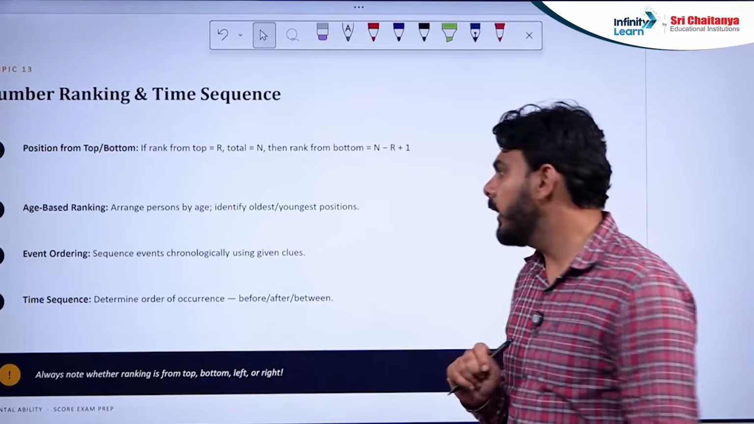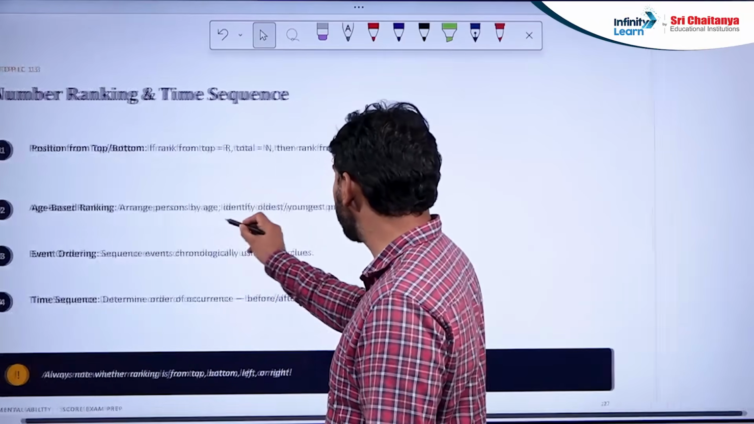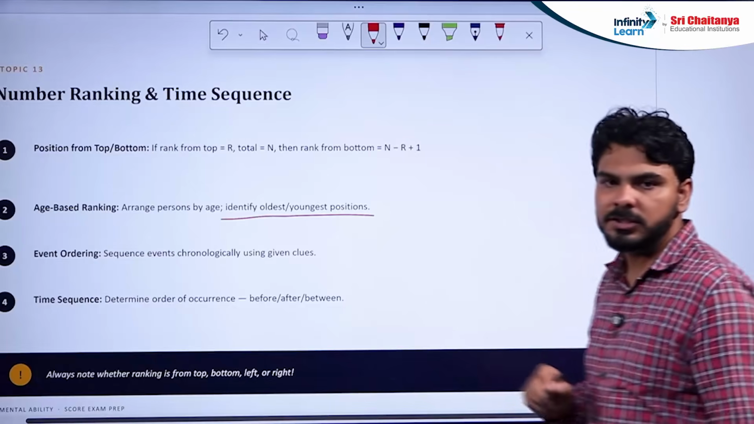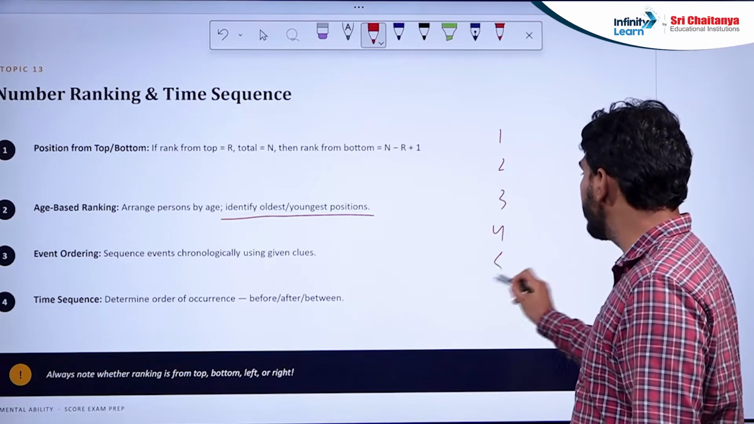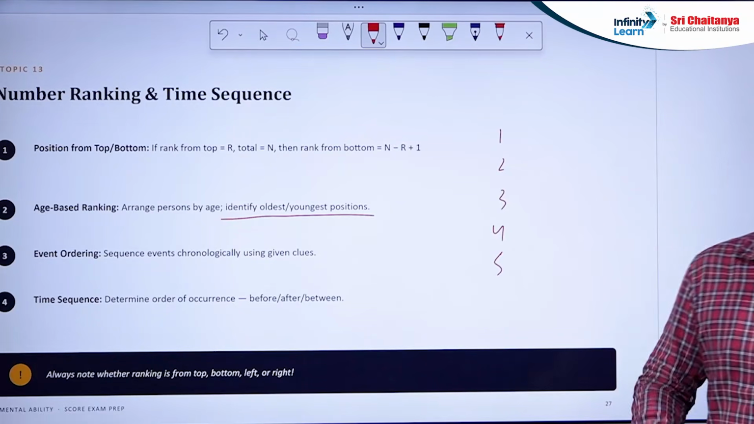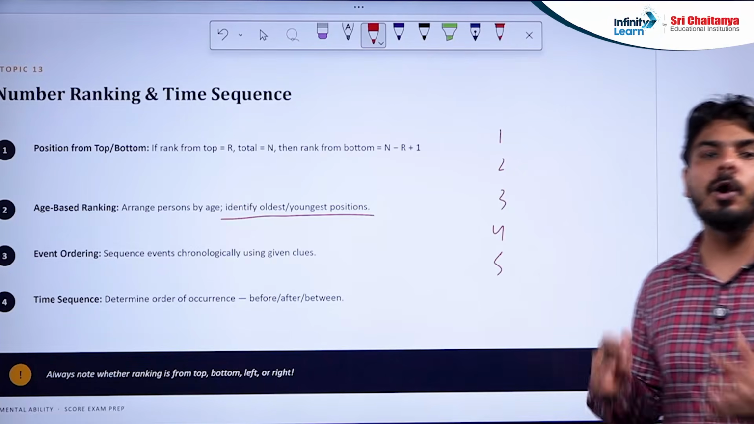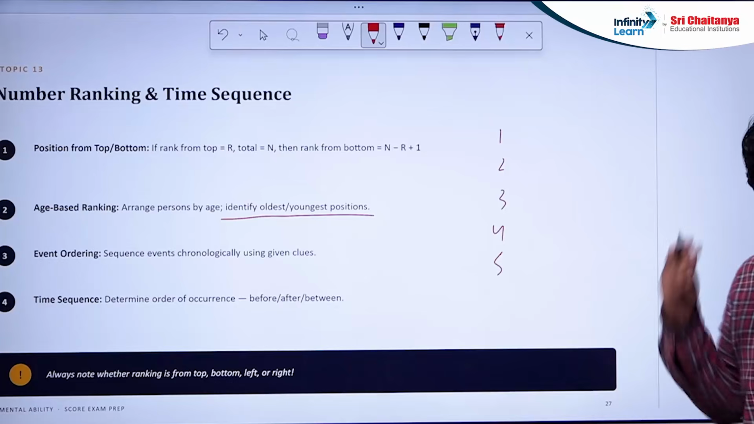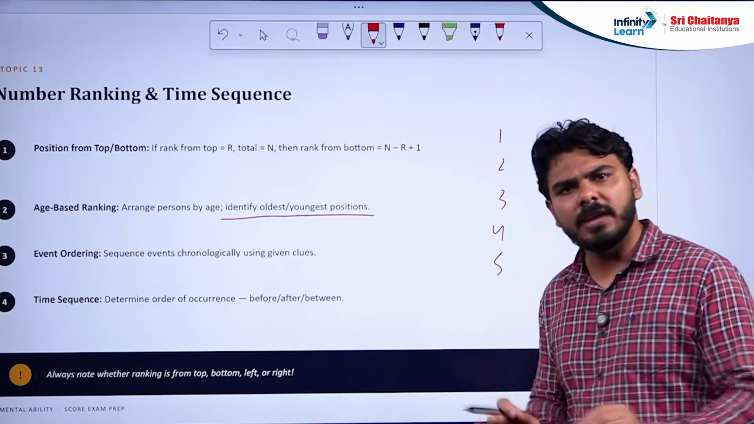Here you can see an example: identify oldest or youngest positions. You might be given that there are 4 or 5 persons. B is elder than A, who is elder than C. At the end, you have to find who is the oldest among them or who is the youngest. By solving that question, you give your answer. It will be very, very, very easy.